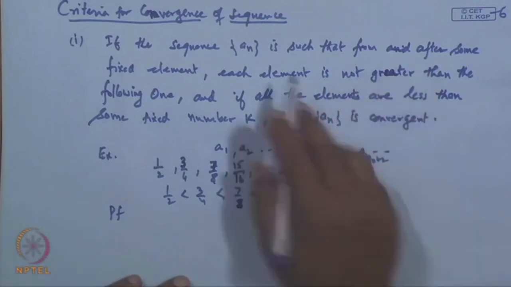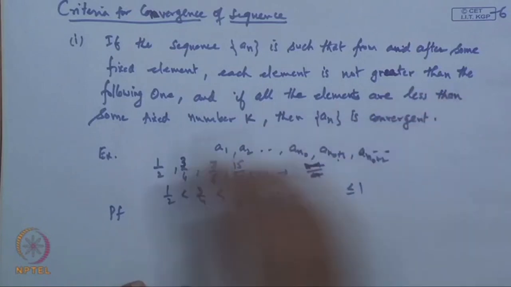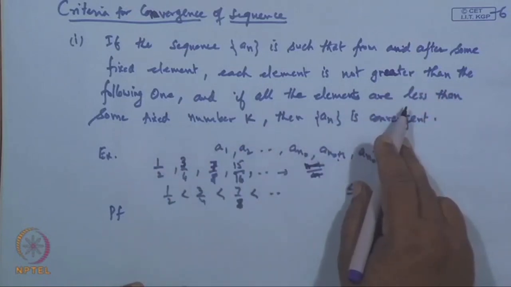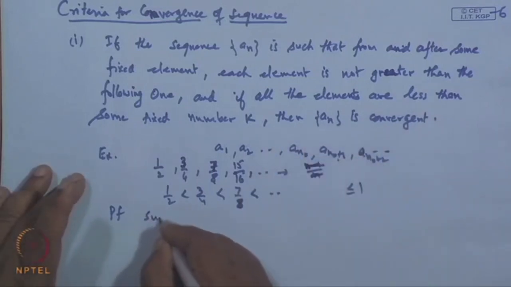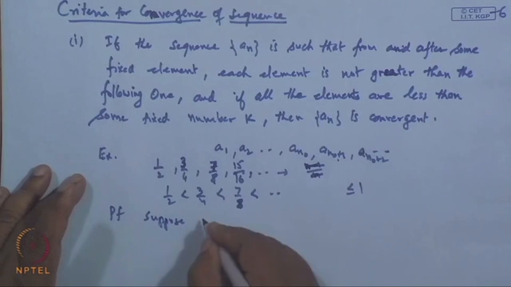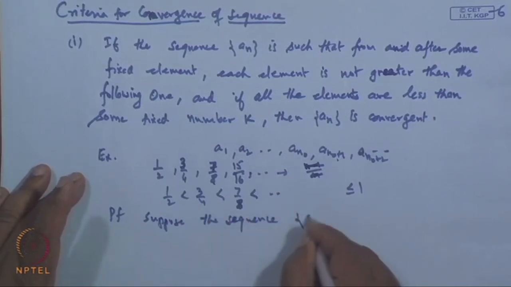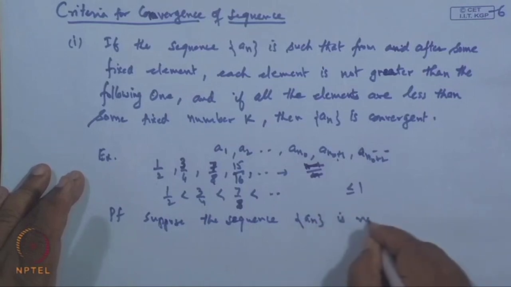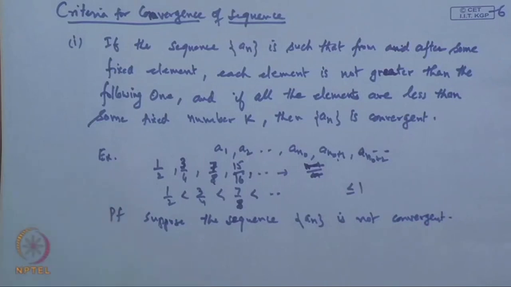Since the sequence a_n is such that from and after some term each element is not greater than the following one, and if all the elements are less than a fixed number, then a_n converges. Suppose this is not convergent. Suppose the sequence a_n is not convergent. It is a diverging sequence. Then it will lead to a contradiction.